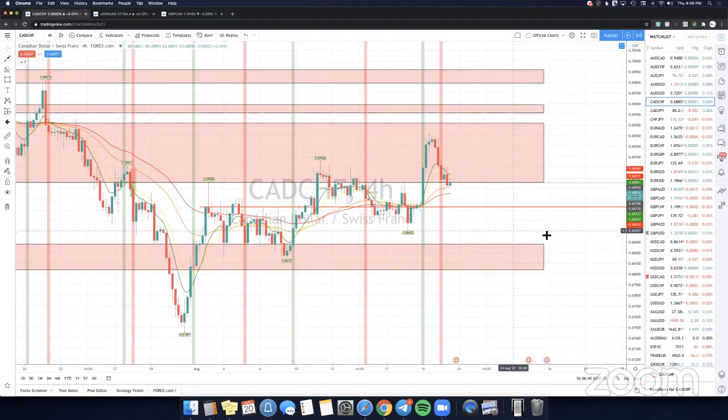Right here. I wouldn't take this because it's against the pivots. Generally I want to trade with the pivots, not against them.